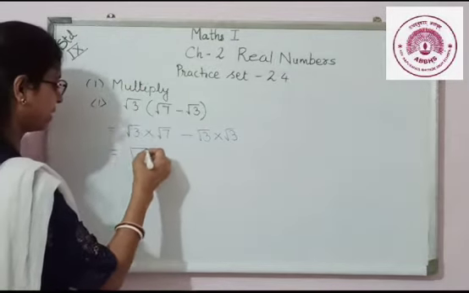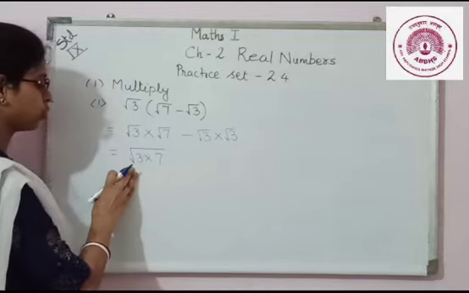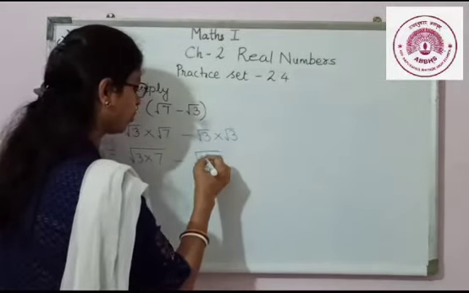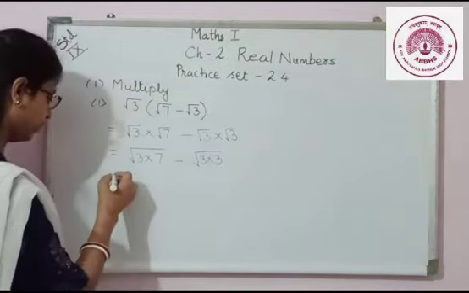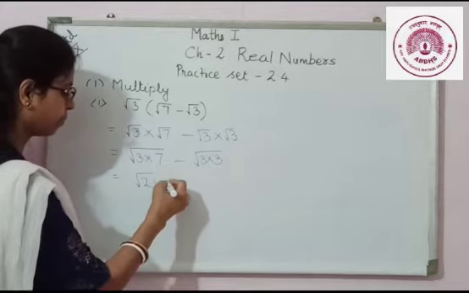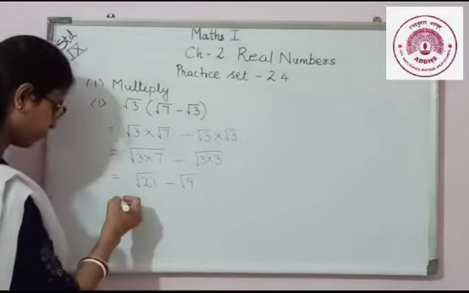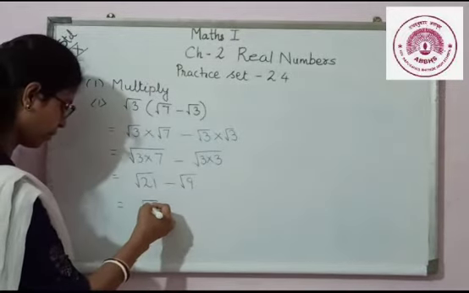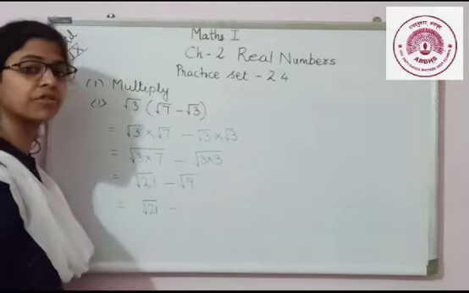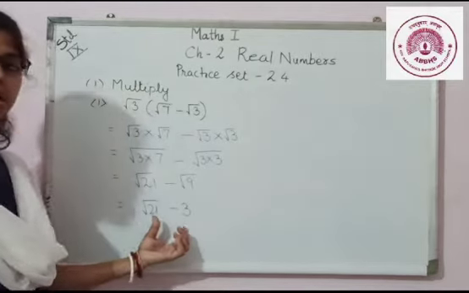Now we can take a single square root sign. Inside we can multiply 3 and 7. So square root of 3 multiplied by 7 minus, similarly here also square root of 3 multiplied by 3. 3 multiplied by 7 is 21, minus 3 multiplied by 3 is 9. So root 21 as it is. Now root 9, the value of root 9 is 3. So we can write here 3. So this is the answer.